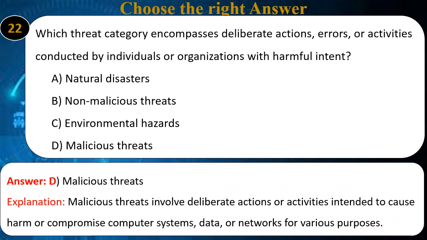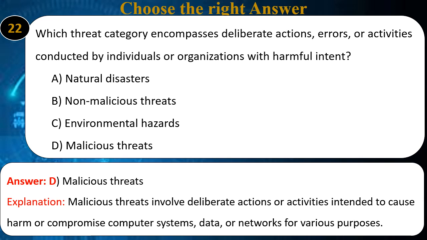The answer that encompasses deliberate actions, errors, or activities conducted by individuals or organizations with harmful intent is D. Malicious threats. This is because the other options focus on non-intentional occurrences or environmental factors. A. Natural disasters. These are unpredictable and uncontrollable events caused by nature, like hurricanes or earthquakes. B. Non-malicious threats. These are unintentional causes of harm, such as accidental data loss or equipment failure.